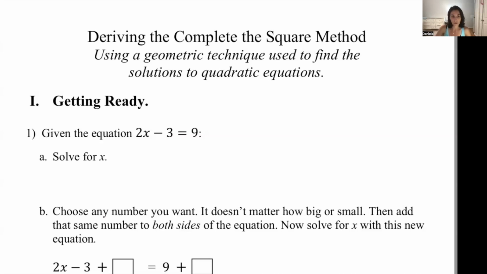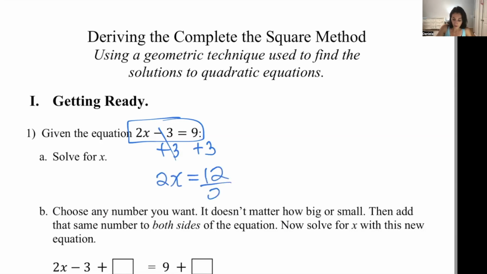Okay, so I just have a random equation here, 2x minus 3 equals 9. Obviously, if we were to solve for x, we would have to add 3, and then 9 plus 3 is 12, and then dividing by 2, we would get x equals 6, right?